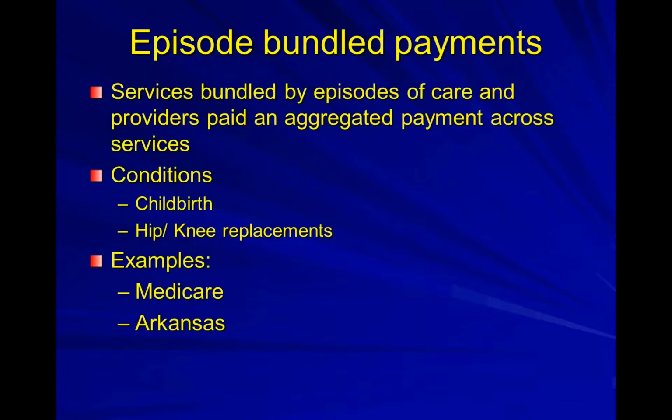Medicare is the system largely for covering the elderly in the United States, so they don't have a childbirth bundle, it turns out, but they are working on bundles for hip and knee replacements and a series of other services.